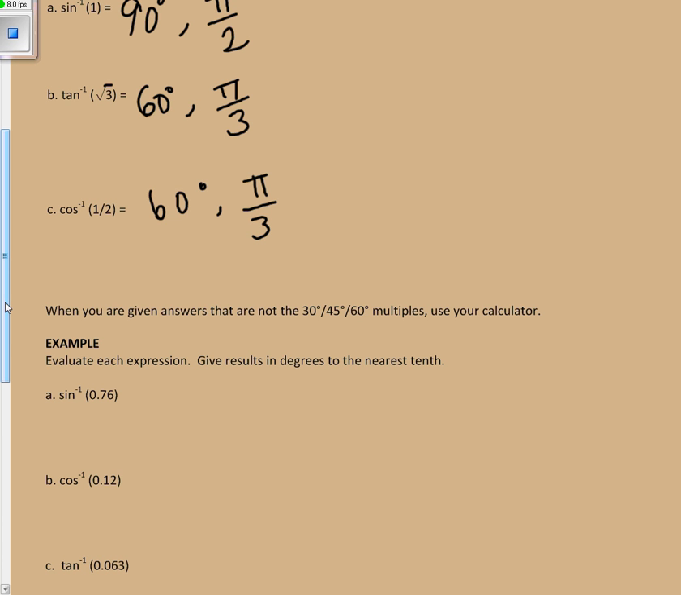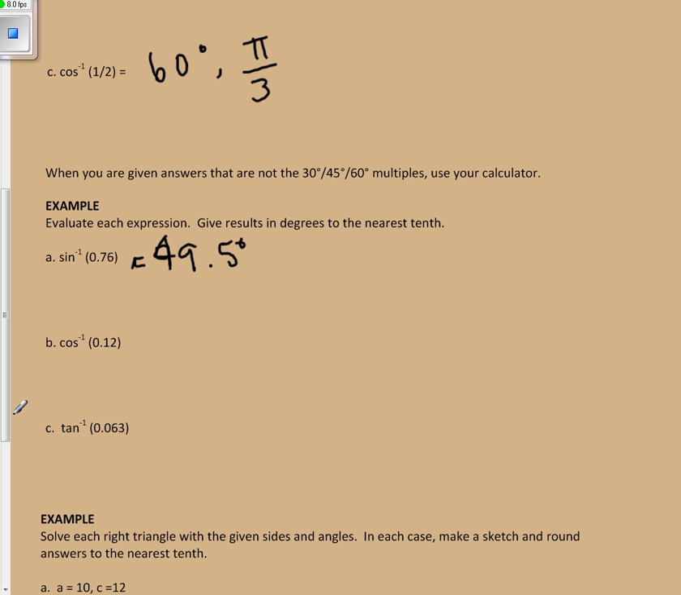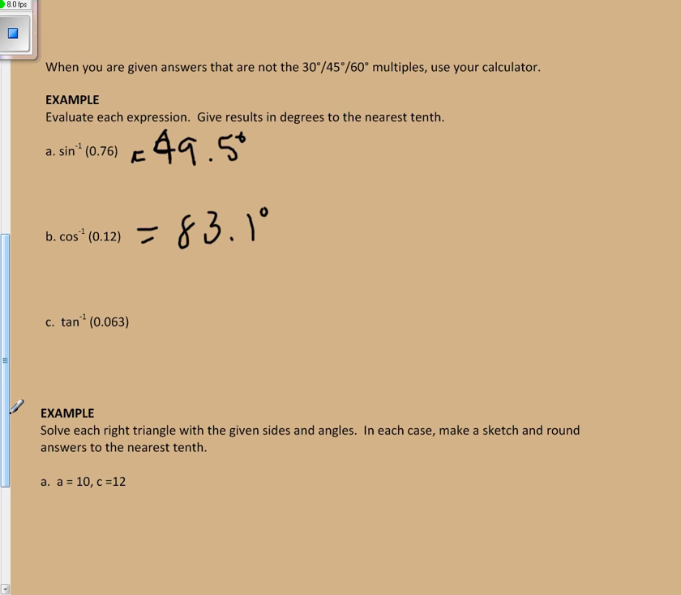So I plug in my calculator the sine inverse of 0.76, and for me to do that, I have to hit my second key, so second and then the sine key, and that gives me my arc sine, or the sine inverse. And when I do this first one to 1 decimal place, I get 49.5 degrees. When I do the cosine inverse of 0.12, I get 83.1 degrees. And then the tangent inverse of 0.063, I get 3.6 degrees.